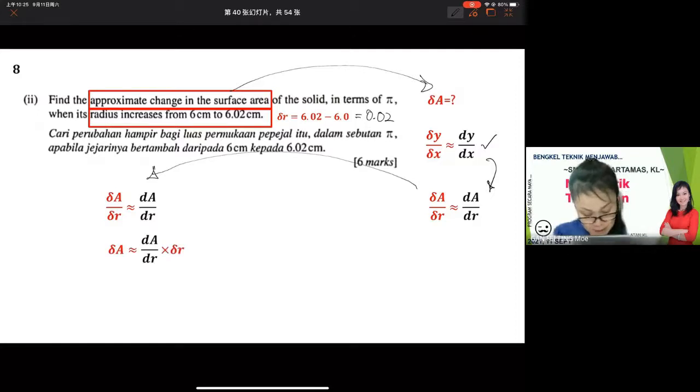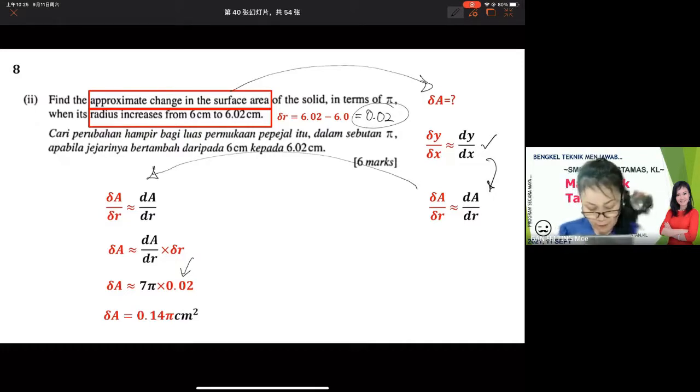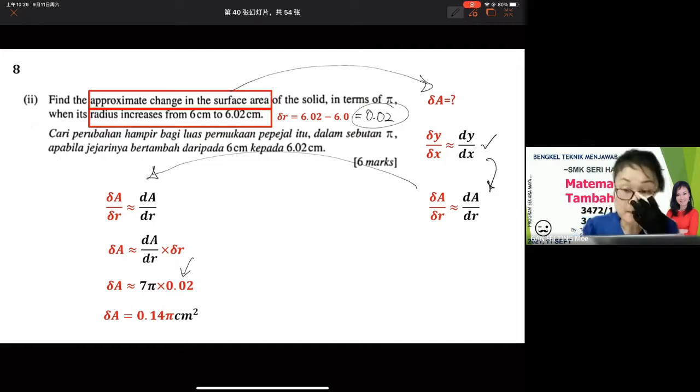You go back to your earlier working. I couldn't go back, but just now from Roman 1, you get your dA/dr as what Joanne told me. It was 7 pi, right? I sub it with 7 pi, and my del R is 0.02. Then finally, I get my answer as 0.14 pi centimeter squared. That is the approximate change in the surface area of the solid.